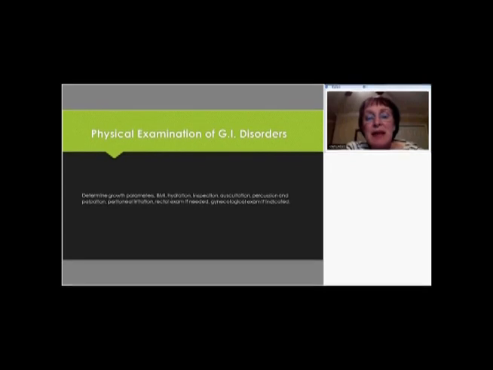Okay, the physical exam with GI disorders is to look at mainly, one of the big ones is the growth parameters, like the BMI, the height, the weight. Are they growing? Because with some of these GI disorders, they don't grow as well, like with celiac. They're usually short and underweight. The BMI, the height, if they're obese, hydration, inspection, auscultation, percussion, and palpation in that order. Peritoneal irritation, which our little Tommy had, and a rectal exam if it's needed.